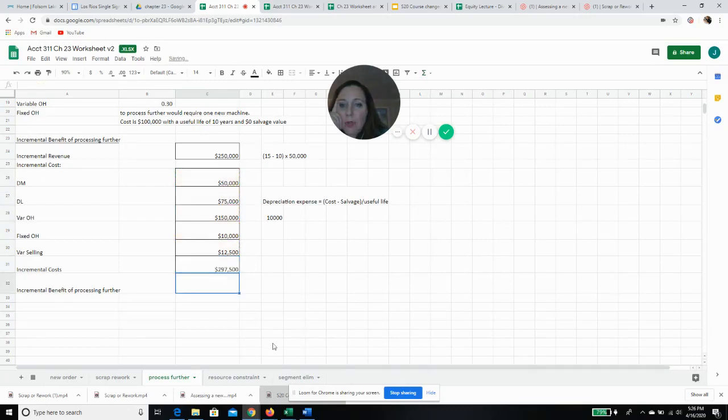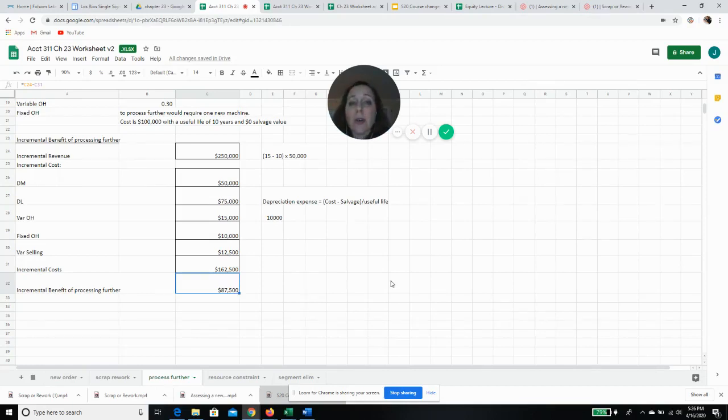and make sure that makes sense. Variable overhead seems really high, and I think it's because I had an extra dollar in there. Okay. Sorry, now I fixed that. So my total incremental costs are $162,500. If I look at my incremental revenue minus my incremental costs, the incremental benefit of processing further is $87,500.